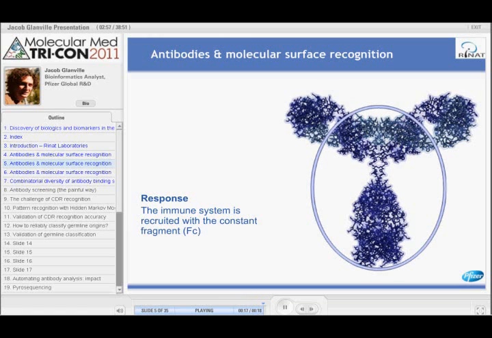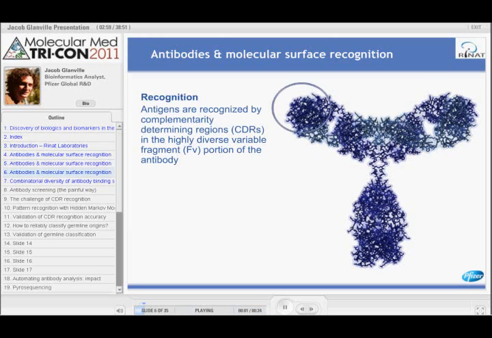recognizes. It's this area up at the top, so the FV, or the variable fragment, that does the actual recognition, that recognizes novel surfaces. And that's what we'll be talking about today, is what are the mechanisms that nature has employed to be able to allow this to detect a surface it's never seen before, and how we can query into that diversity using high-throughput sequencing technologies.